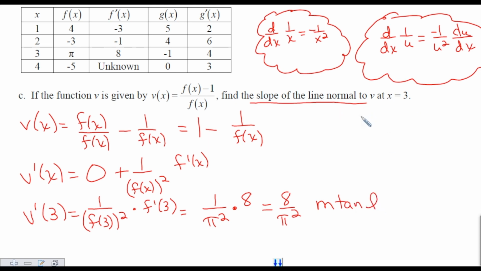So the normal line and the tangent line are perpendicular to each other, and so the slope of the normal line is going to be the negative reciprocal of the slope of the tangent line. And so it is negative pi squared over 8. Negative pi squared over 8.